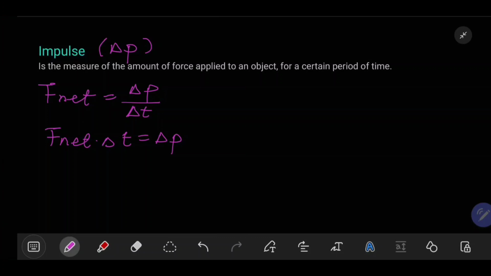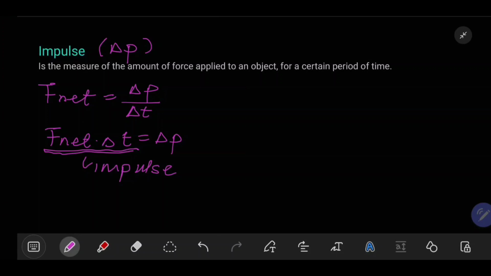So it means our change in momentum is equal to what? The force applied to an object over a certain period of time, which this expression here we call the impulse. So the impulse, mathematically, is F net multiplied by change in t. This is the relationship between momentum and Newton's second law, because according to Newton's second law of motion, the change in momentum of an object is directly proportional to the impulse applied to it.